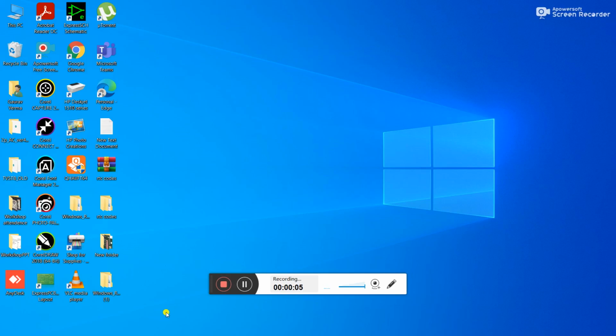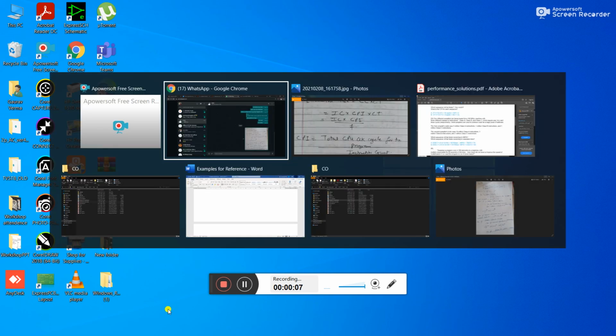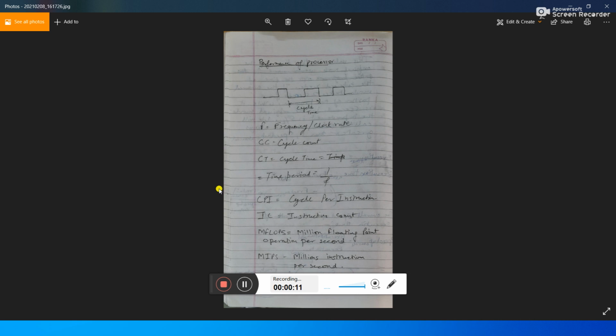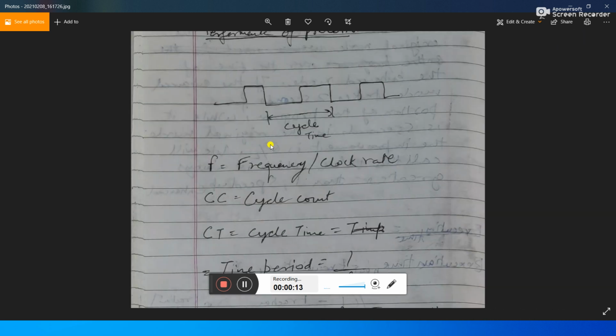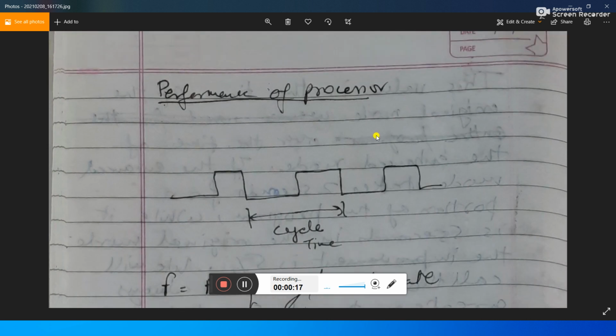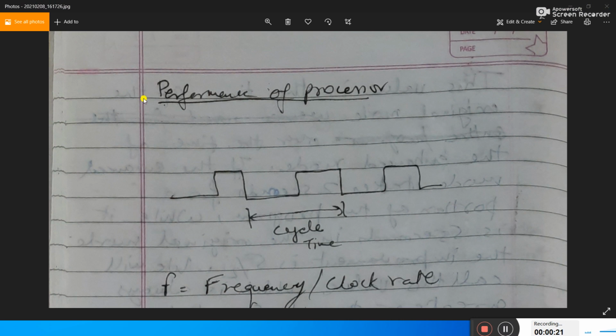Now we will discuss some numerical problems. We have already discussed the performance of the processor, and on the basis of this performance, some numericals may come in your exam.